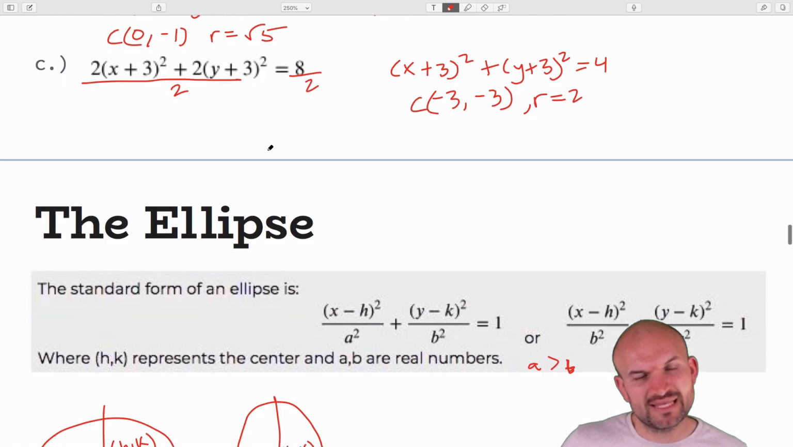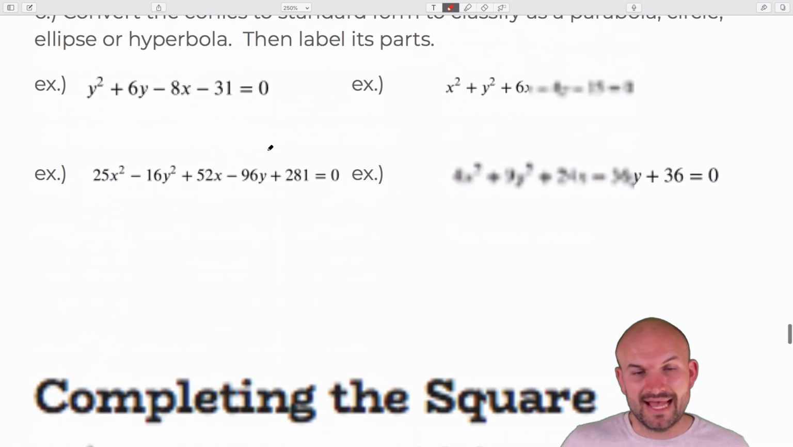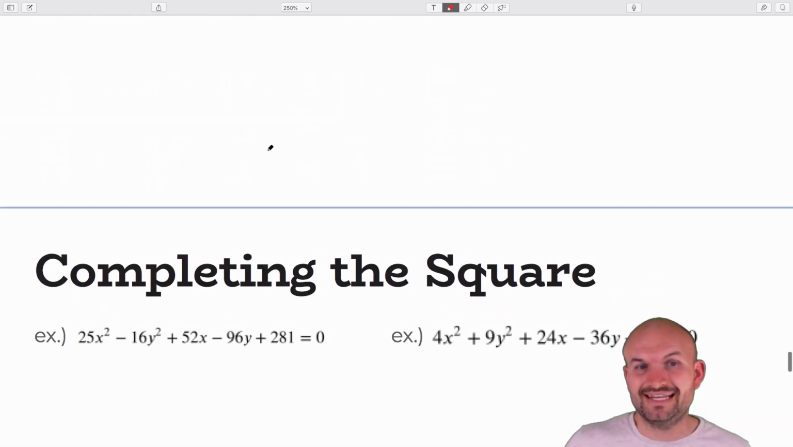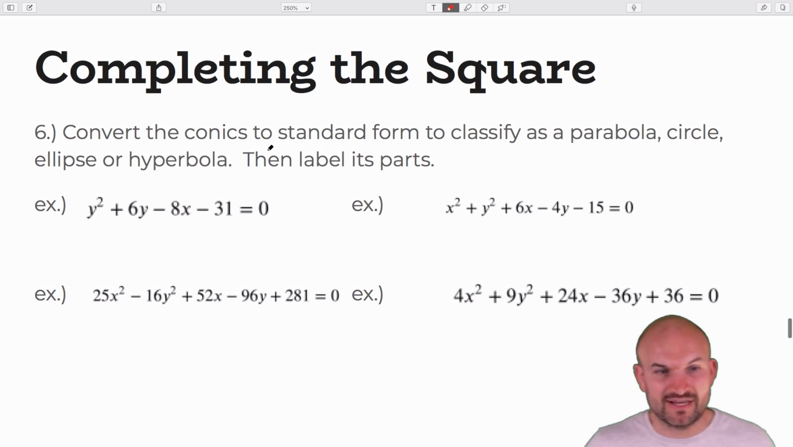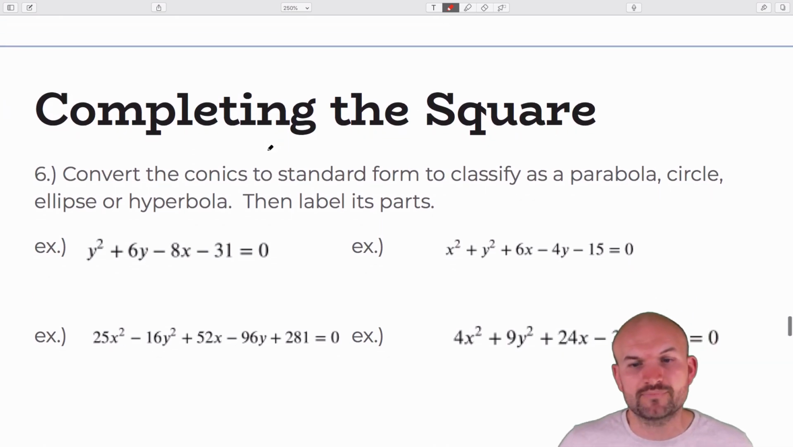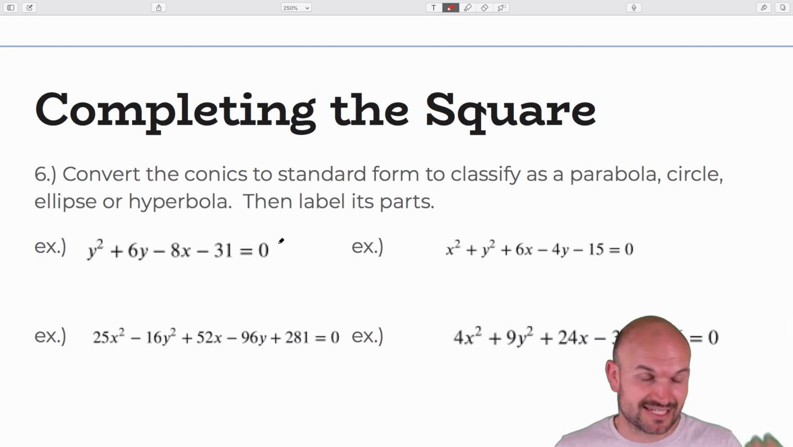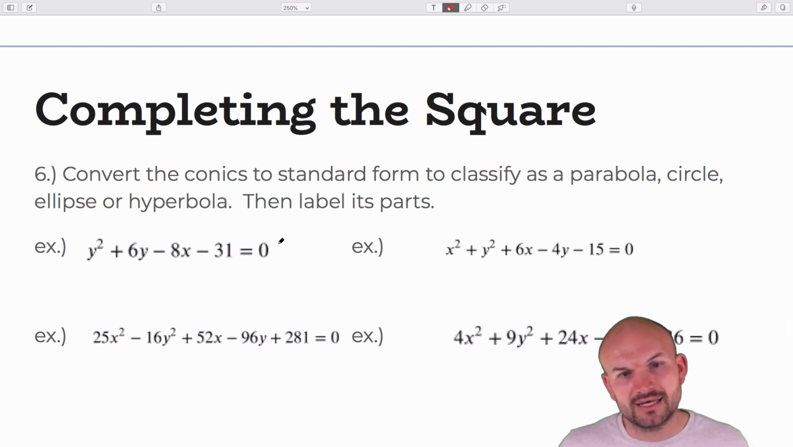So a lot of times we'll be given a conic in general form, and if we want to identify the parts, we're going to need to practice completing the square. Now, for this case, we're not going to be worried about identifying the parts. In this part, we're just going to practice completing the square, and then identify if it is a parabola, an ellipse, a hyperbola, or a circle.